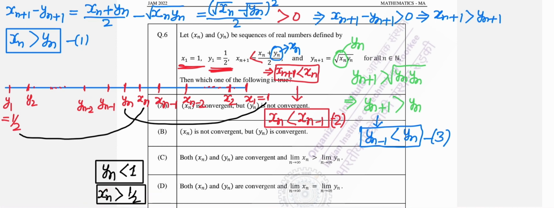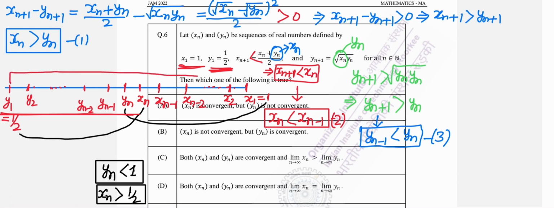In the same way, now notice these terms y1, y2, y3, that is, y n is an increasing sequence, and y n is bounded above by 1, so y n is also a convergent sequence. Now, so far you have got that y n as well as x n both are convergent.